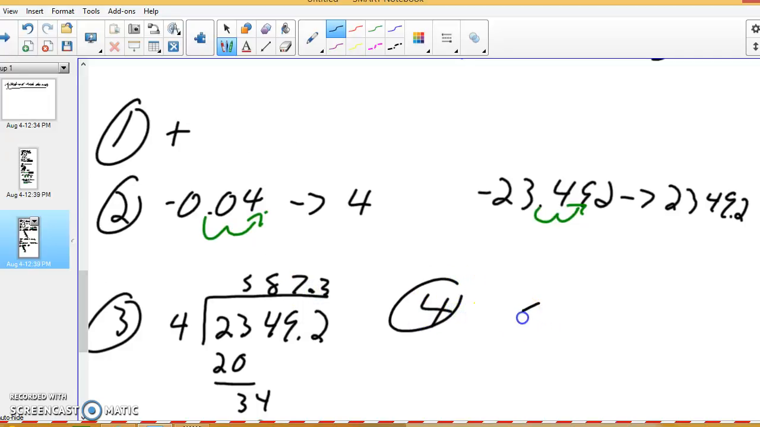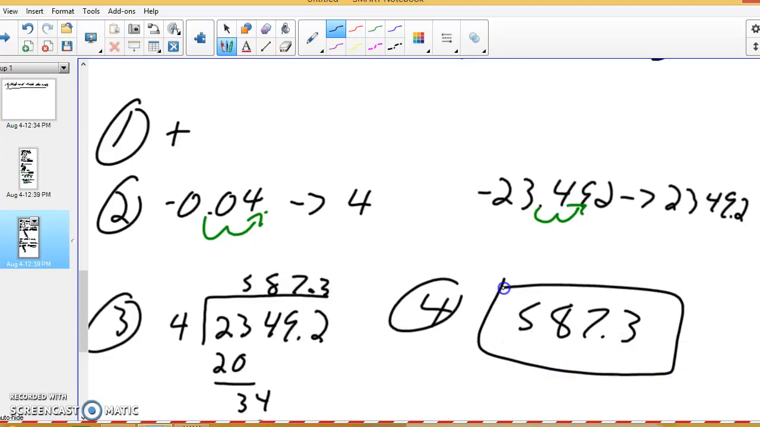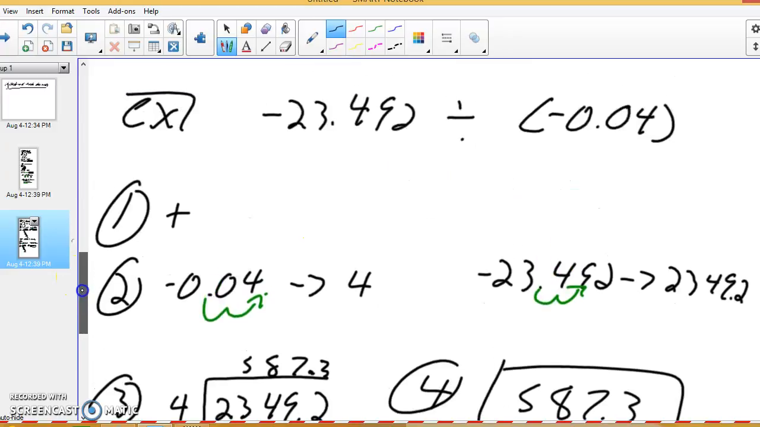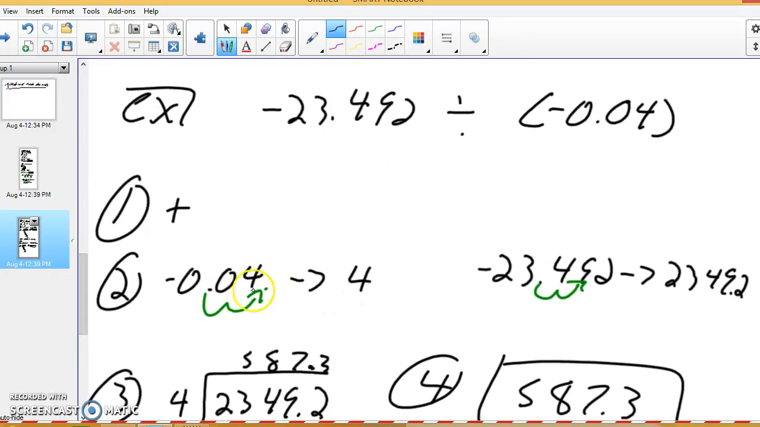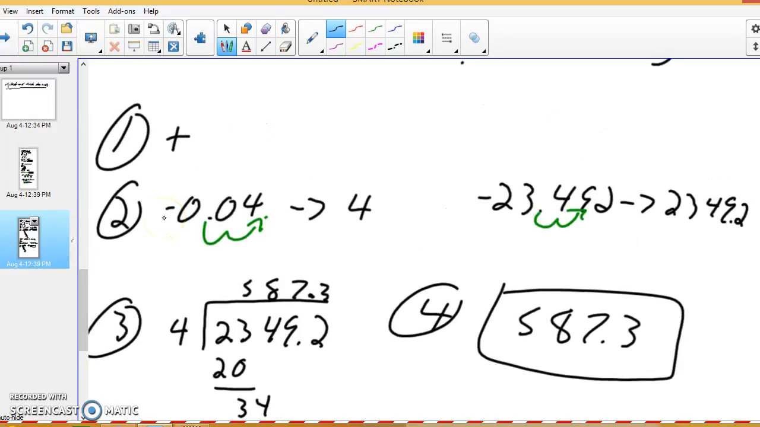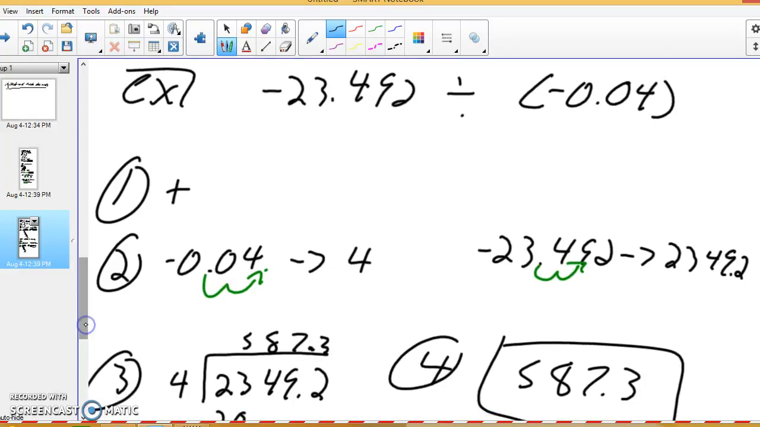Step 4, write it out with the appropriate sign. Well, we said it's positive, so it's right there. Again, determine the sign, negative and negative makes a positive. Turn the divisor into a whole number by moving the decimal point however many places needed, in this case 2. Move the decimal point on the dividend that same amount of times. Perform our division algorithm. Write out your answer with the appropriate sign. So, negative 23.492 divided by a negative 0.04 is 587.3.